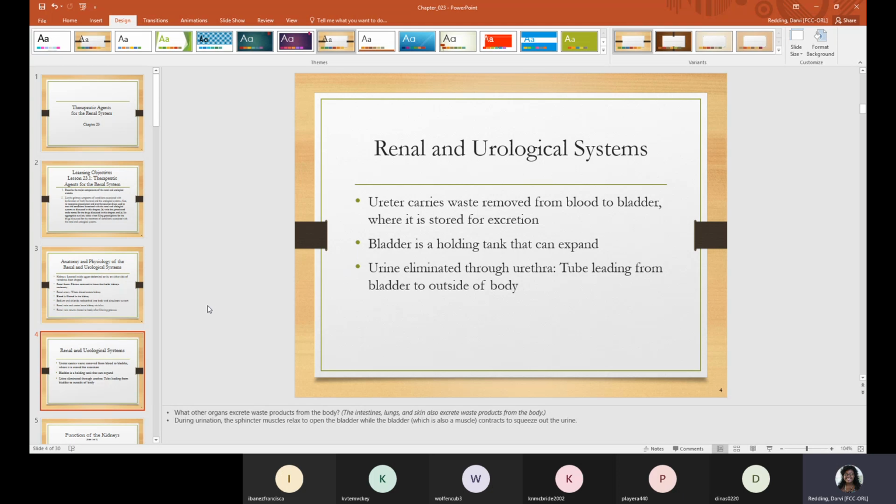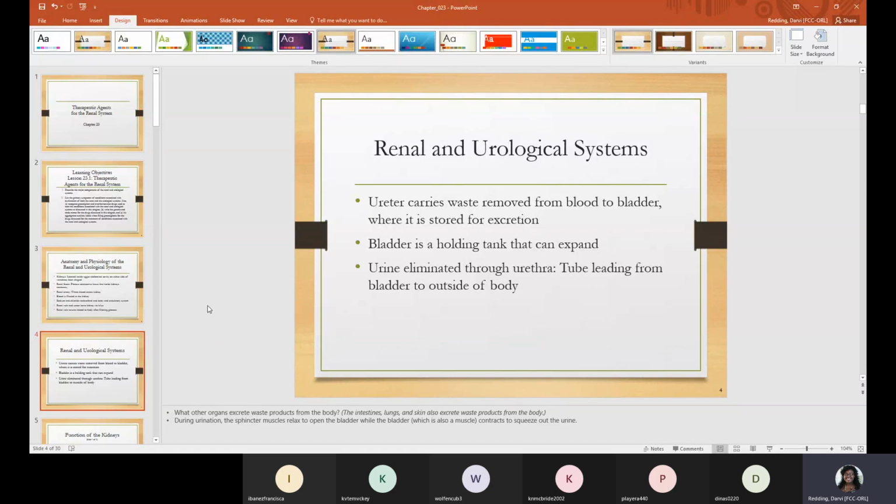The ureter carries waste that's removed from blood to the bladder, and that's where it's also stored for excretion. Anytime you hear the word excretion, you should know that it represents elimination. Something's exiting. When it comes to the renal system, the bladder is basically a holding tank that can expand. You may even feel your bladder expand after you drink something and it's digested and you have to go to the bathroom. That's your bladder being full, and it needs to release itself so that it can be empty again.